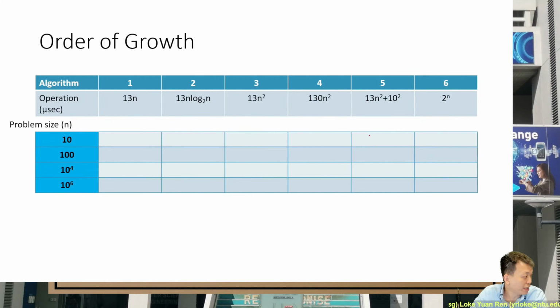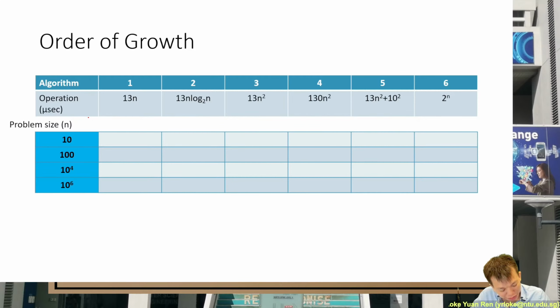Let's say each operation takes 1 microsecond. It's a very slow computer. Then let's say my problem size. Now first I try when n equals 10, 100, how many?